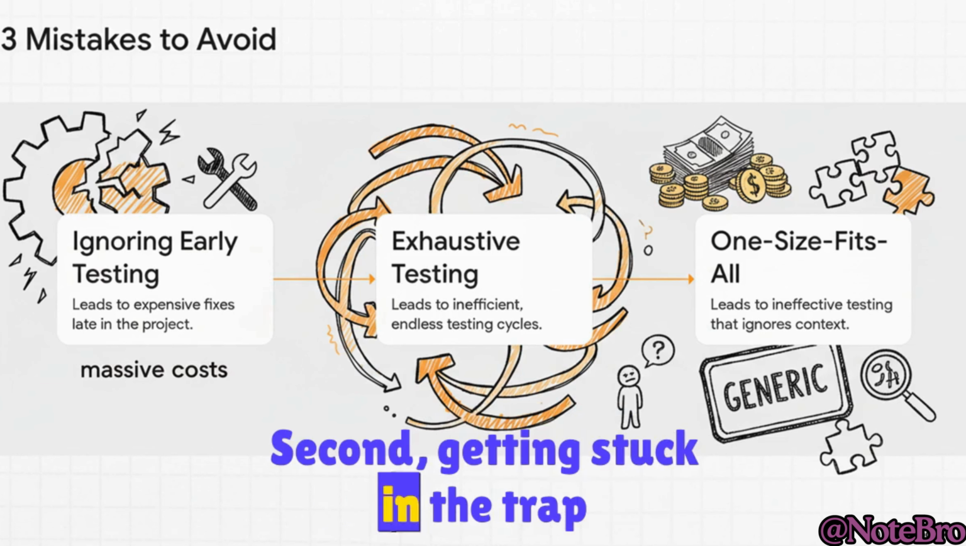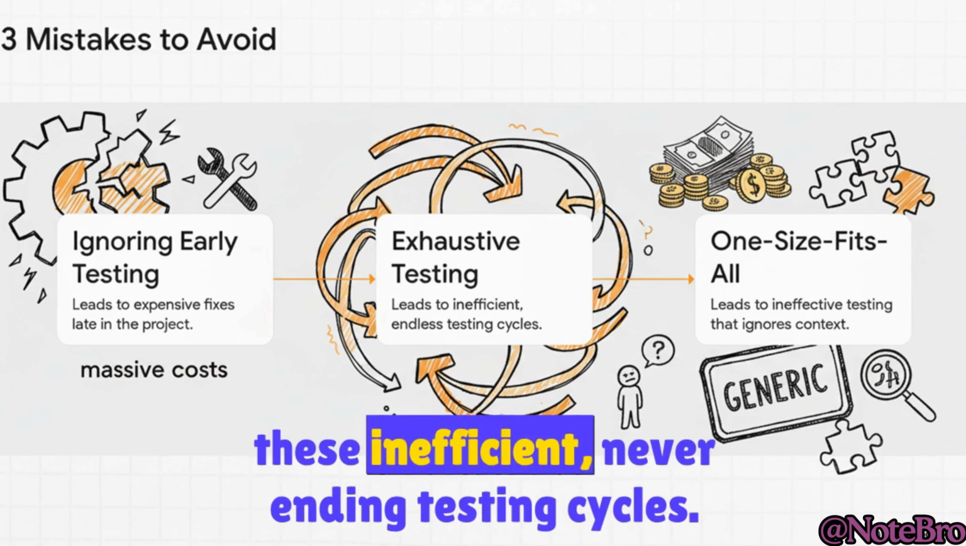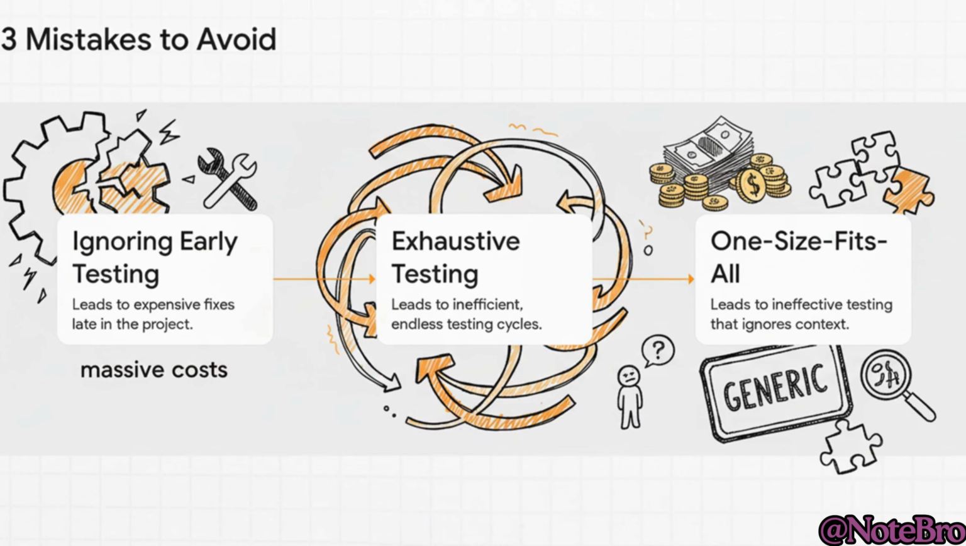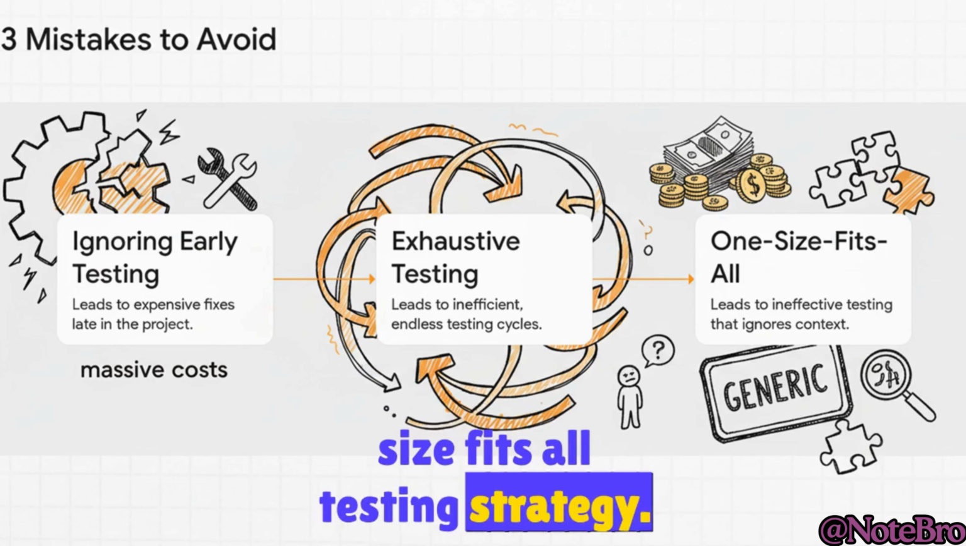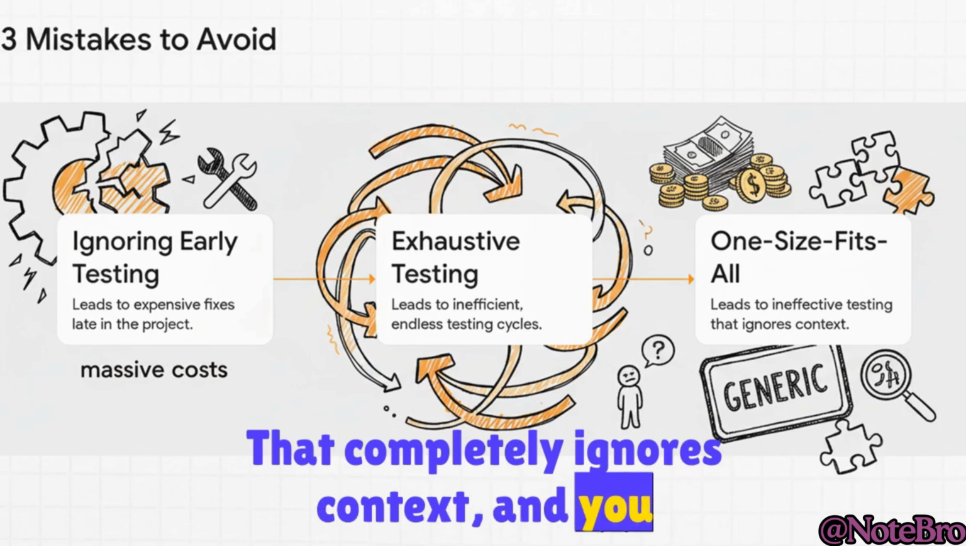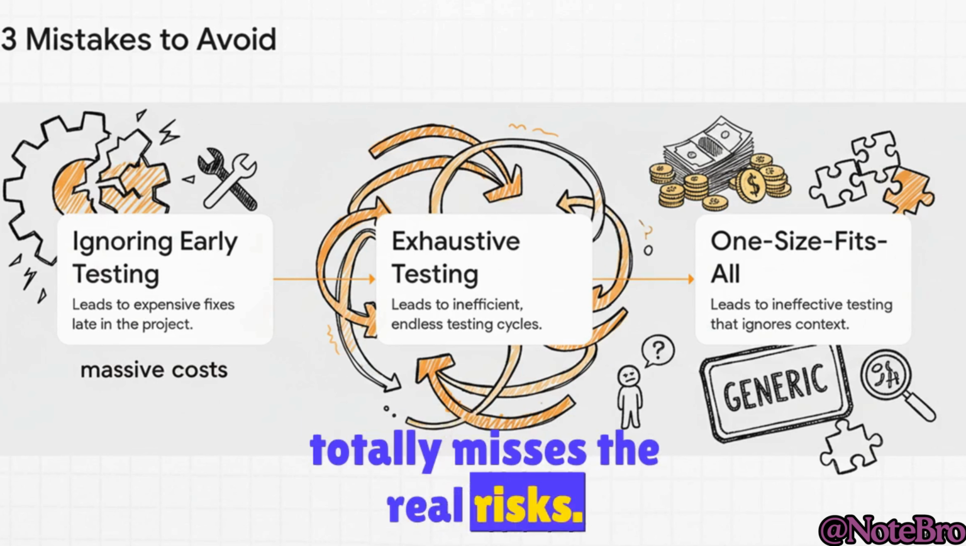Second, getting stuck in the trap of thinking you can test everything. That just leads to burnout and these inefficient, never-ending testing cycles. And third, using some generic, one-size-fits-all testing strategy that completely ignores context, and you end up with testing that's either way over the top or totally misses the real risks.